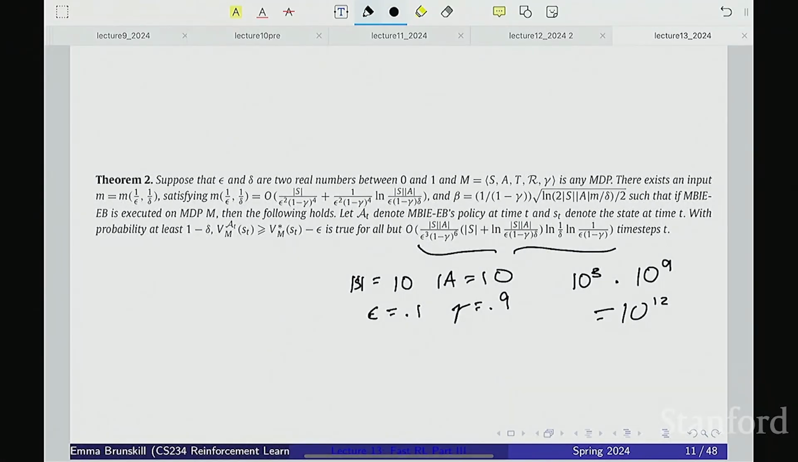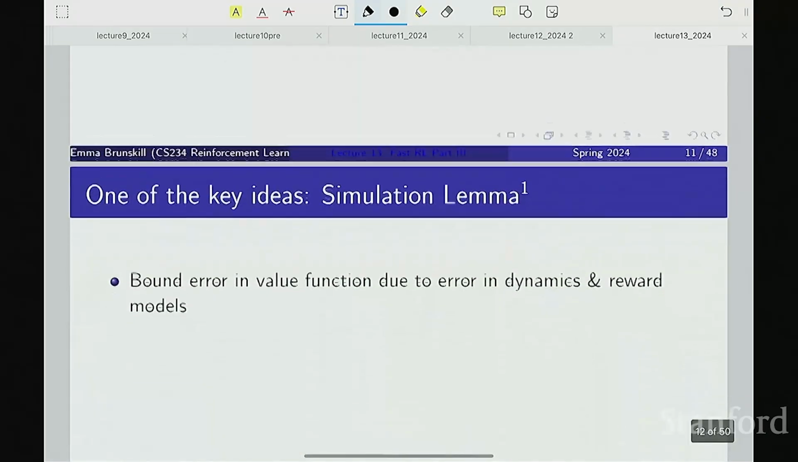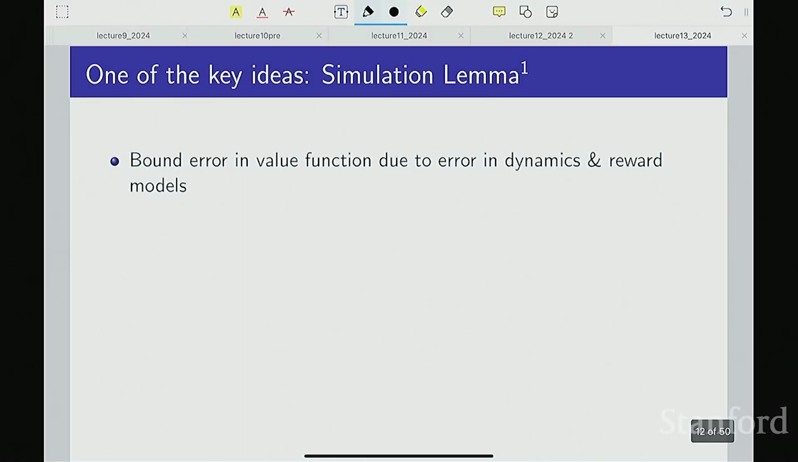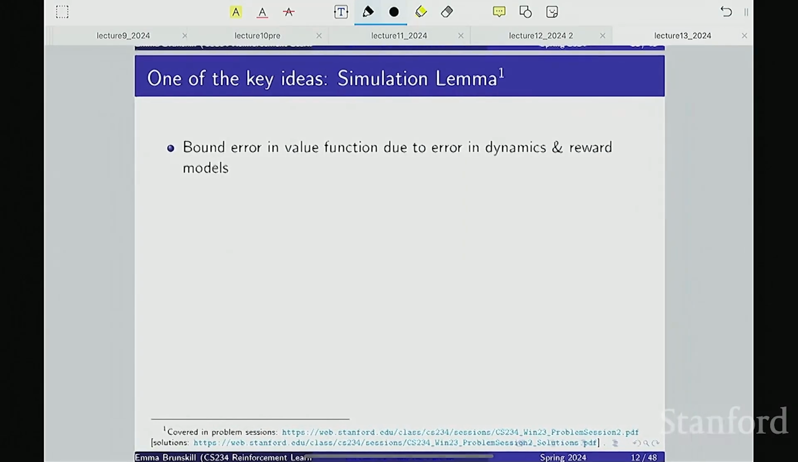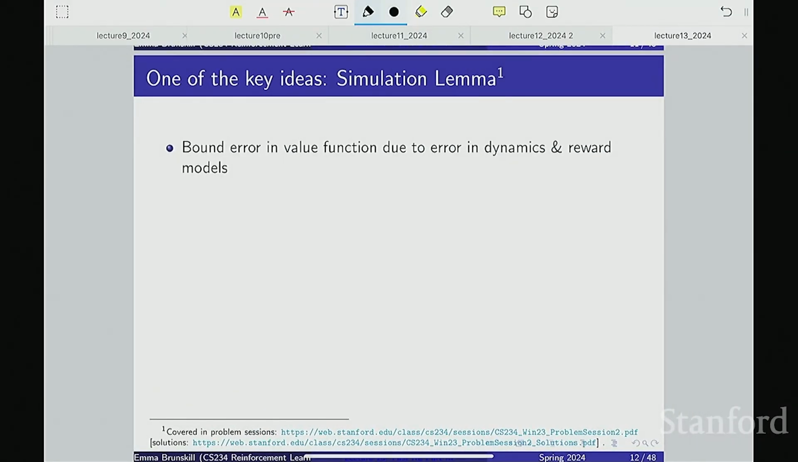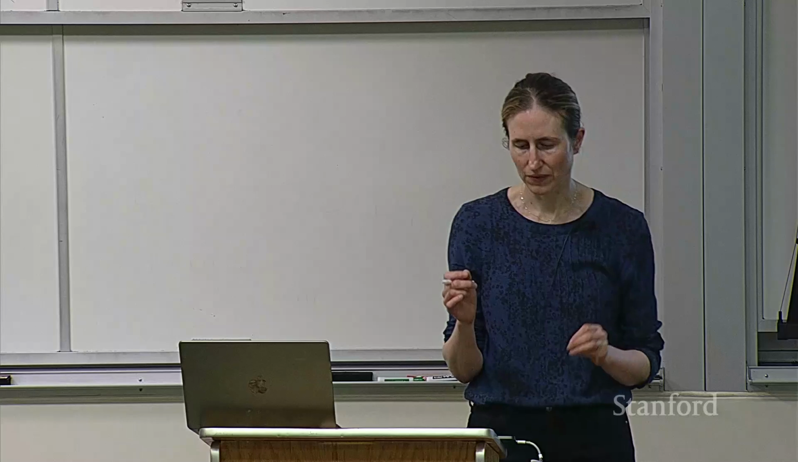All right, so this is a PAC algorithm. The paper goes through an interesting proof of it to show the different components. But one of the key ideas is something called the simulation lemma. I'm going to go through that at least briefly, because the simulation lemma is one of the many core ideas when we think about doing efficient exploration. The key idea is that we can relate the accuracy of our models to the accuracy of our learned Q function.